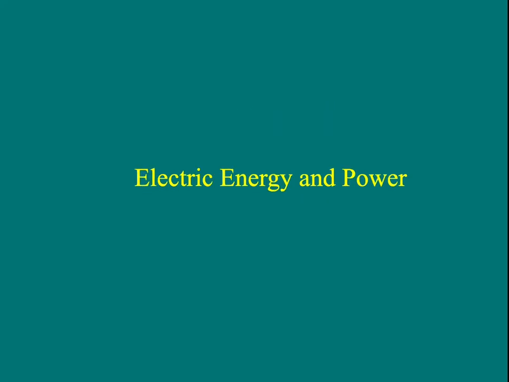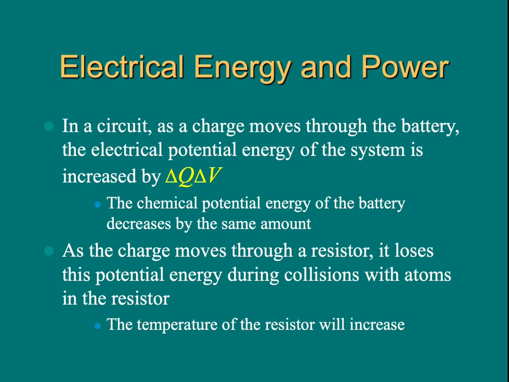In this lecture, we discuss electric energy and electric power of a circuit. In a circuit, if we have delta Q of charges move through the battery, the electric potential energy of the system is increased by delta Q delta V, where delta V is potential of the battery. The chemical potential energy of the battery decreases by delta Q times delta V. As the charge moves through a resistor, it loses this potential energy due to collision with atoms in the resistor. The temperature of the resistor will increase.